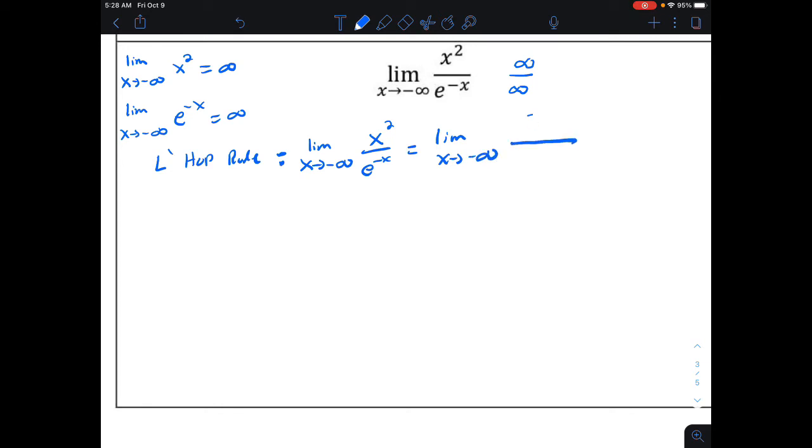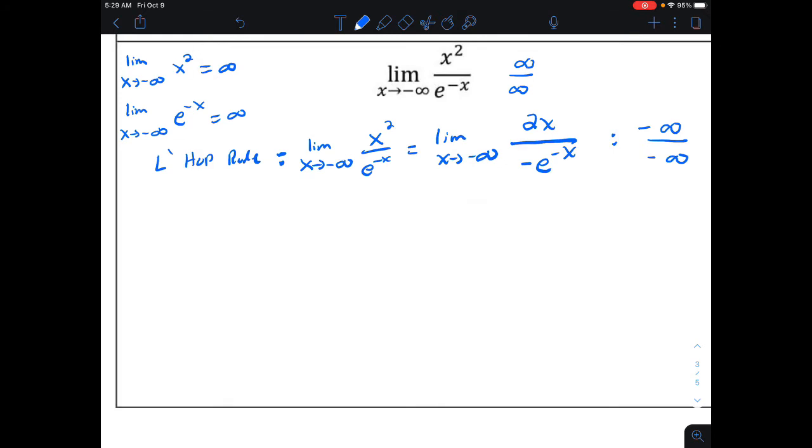So the derivative of the numerator would be 2x. The derivative of the denominator would be e to the negative x times negative 1. We put in infinity and look at the behavior. 2x would be decreasing without bound, and so would my denominator. And so I applied L'Hopital's rule, and I still have an indeterminate form. Well, guess what? You can apply L'Hopital's rule many times if needed in order to eventually get to the answer. So I would have to do this again.